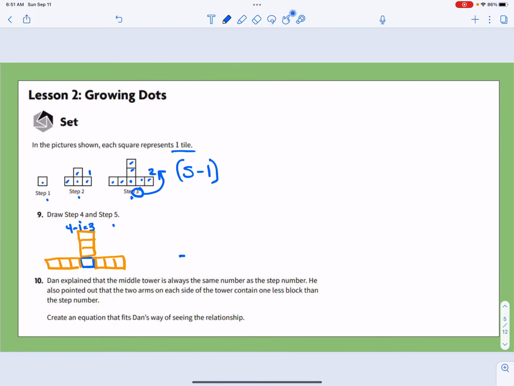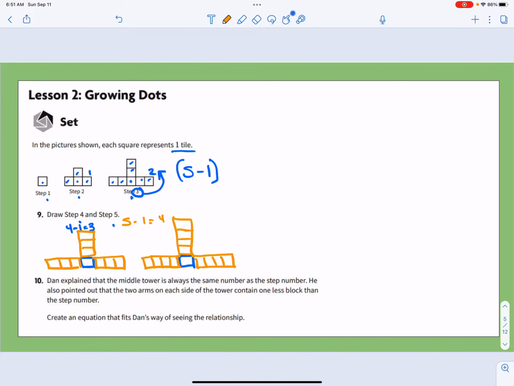Let's look at step number 5. I make my square. And step 5 is going to be the step minus 1. So in this case, 5 minus 1 is 4. So I will make out to here. And there's 4, and 4. All right, so that's what I have for step 4 and step 5.